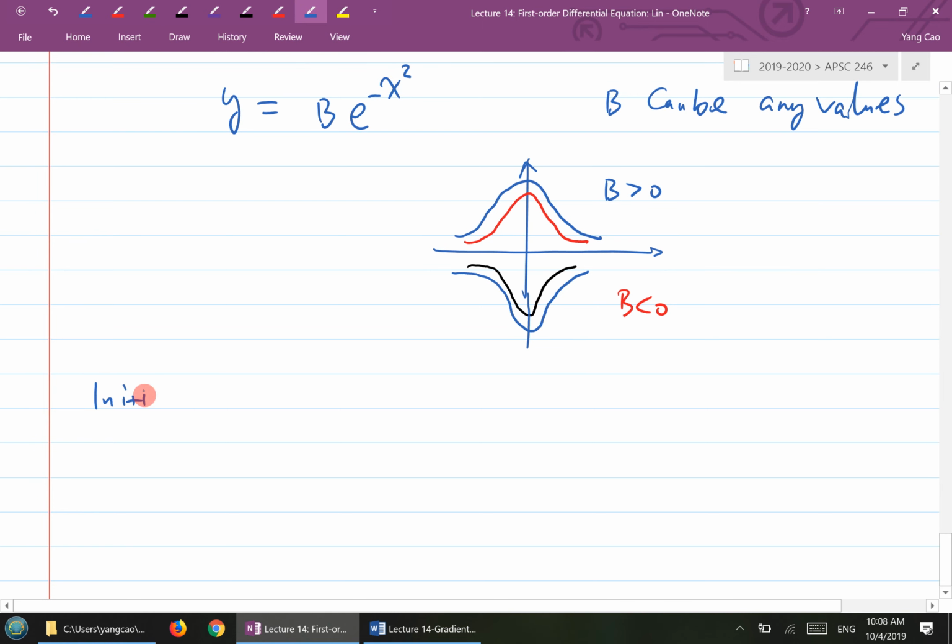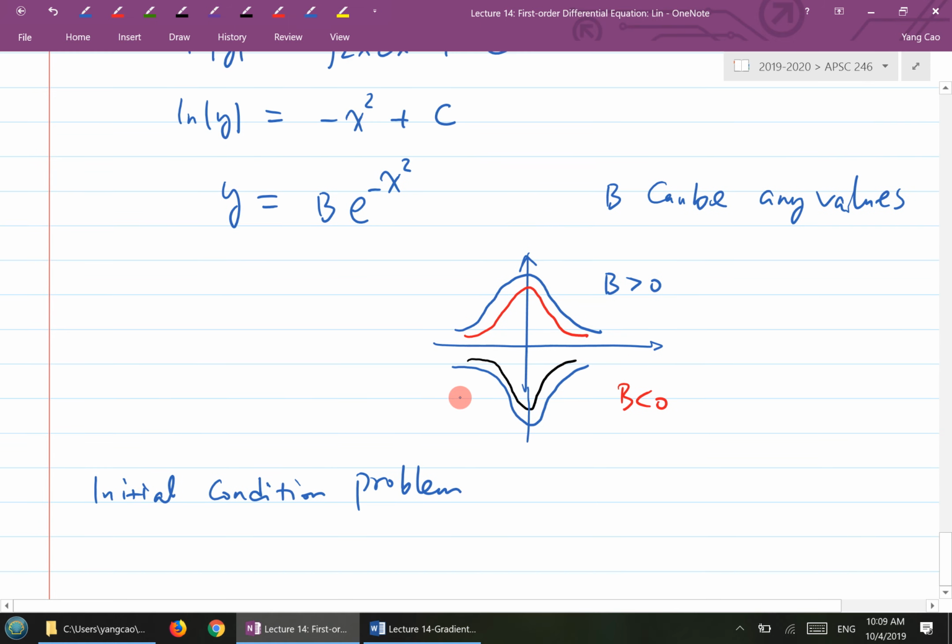But more frequently, you do have an initial condition given. So, initial condition problem. Initial condition essentially means you know what it is initially. You see here, this is your solution for output. Initial condition means you know initially what the value is for the output.